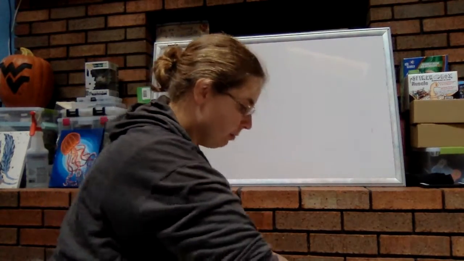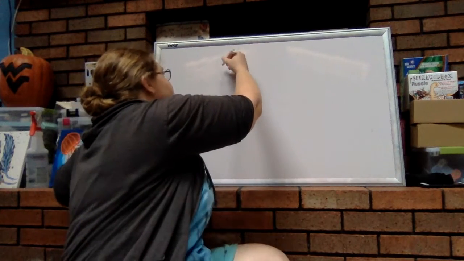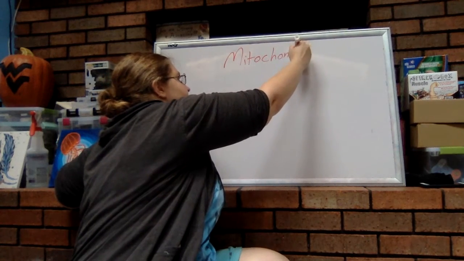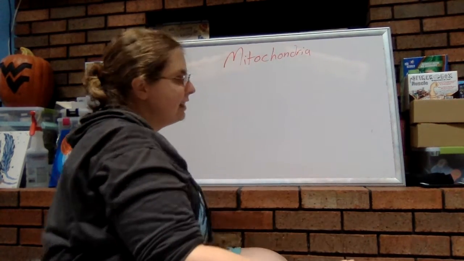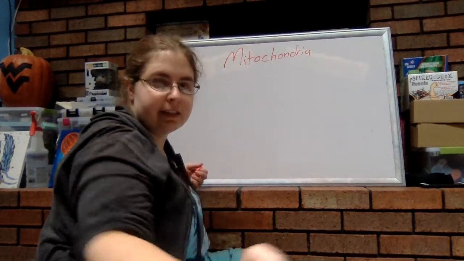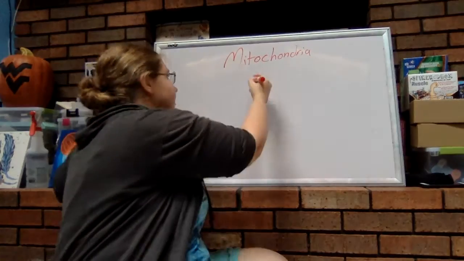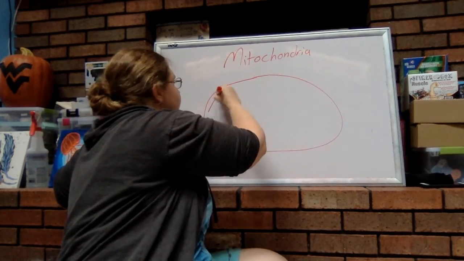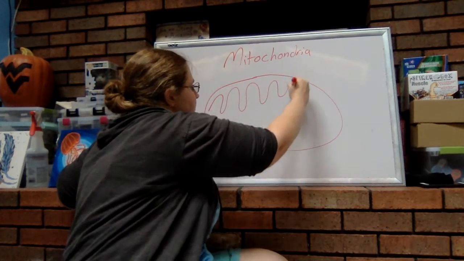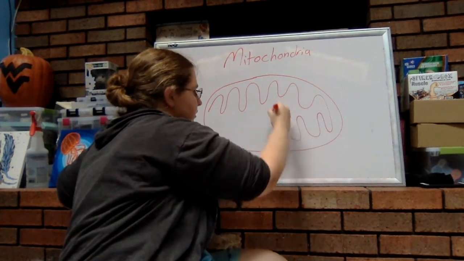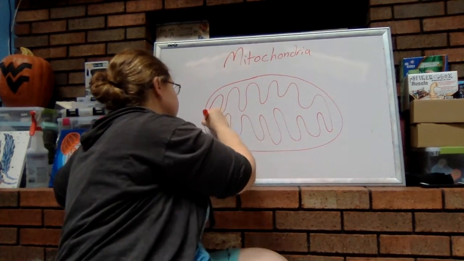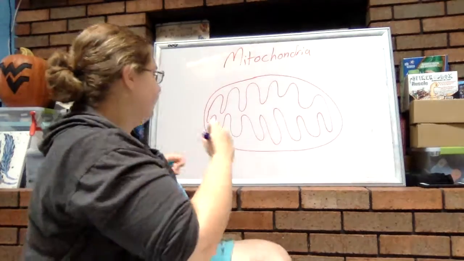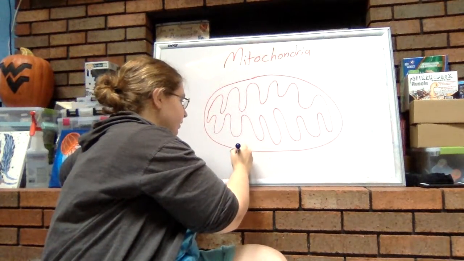Now first, let's talk about the structure of the mitochondria. The mighty mitochondria. Now that's actually plural. Mitochondrion is the singular. So what it is, you got this organelle. Kind of looks like that.